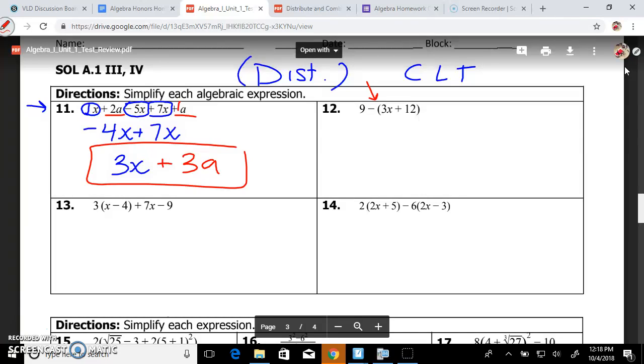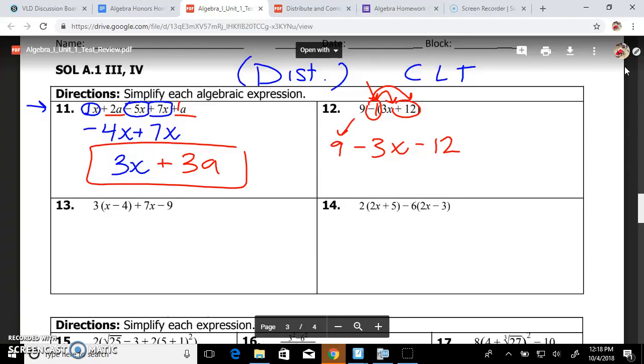Number 12, we do have distribution because we have those parentheses, and we need to think about what number is being distributed. If there's nothing there, it means that it's a 1, or in this case, a negative 1. So 9 just comes down, and we're going to distribute. Negative 1 times 3x gives us negative 3x. Then negative 1 times positive 12 gives us negative 12.